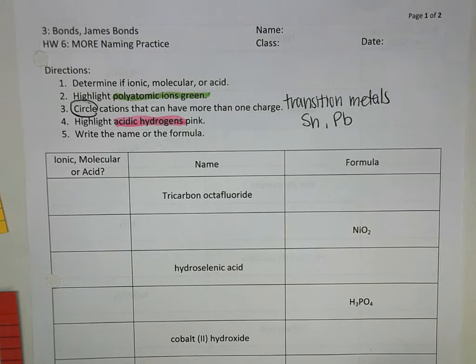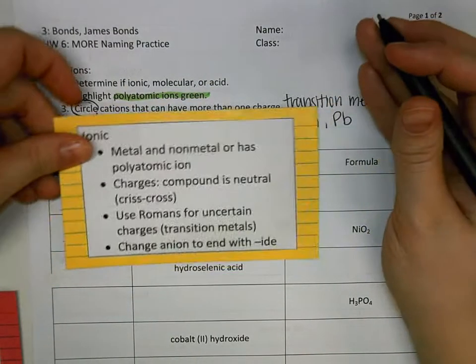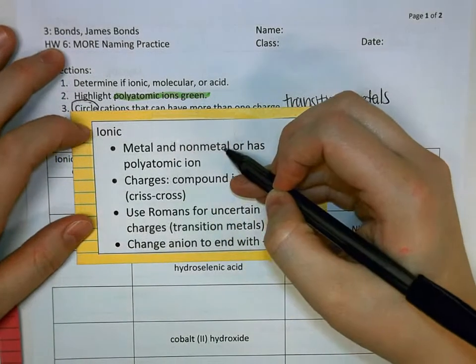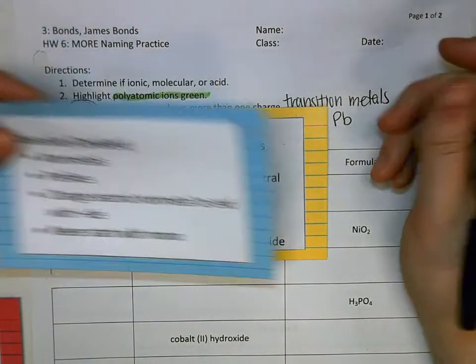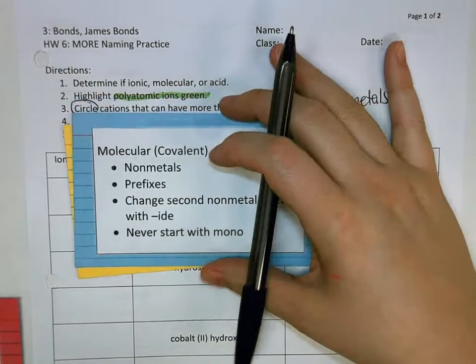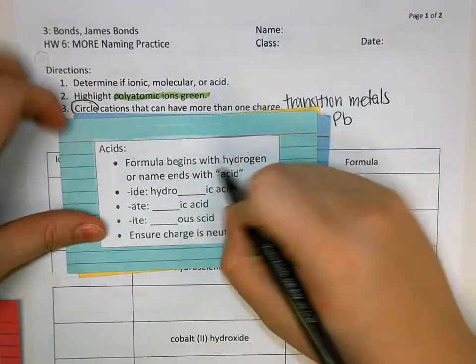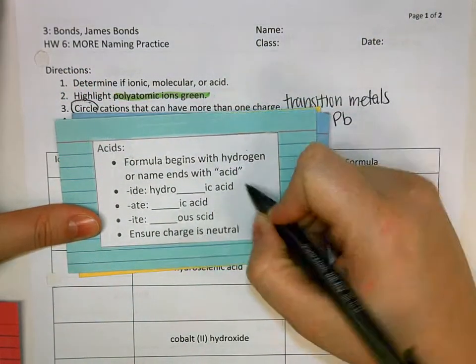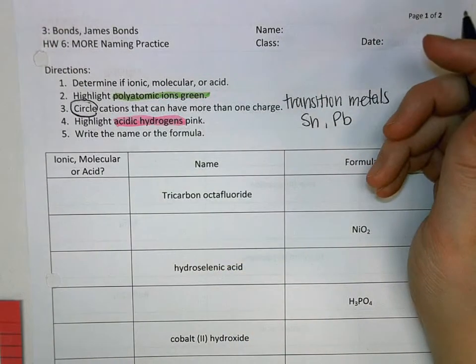So to figure out if something is ionic, molecular, or an acid, an ionic compound is going to be a metal and a nonmetal, or it has a polyatomic ion. A molecular or covalent compound is going to be just nonmetals. And an acid is going to be something that either begins with hydrogen in the formula or the name ends with the word acid. So let's start.